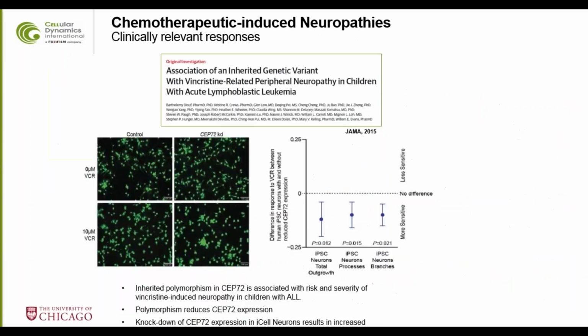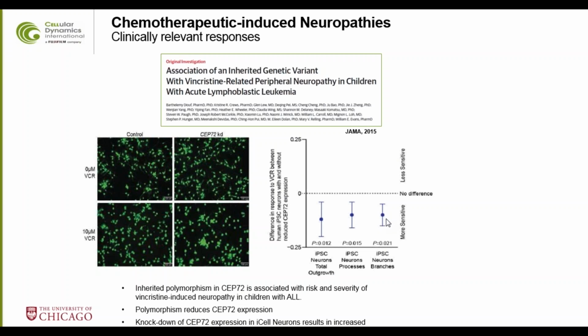She went on and demonstrated that relevance to the clinic by doing another set of studies where she knocked down the function of a gene that, when knocked down, is known to impart sensitivity to chemotherapy agents. So the gene CEP72, people that have an inherited polymorphism in that gene are more sensitive to chemotherapeutic agents. And she showed that in iCell neurons, when you knock down that gene through siRNA, you see an increased sensitivity.